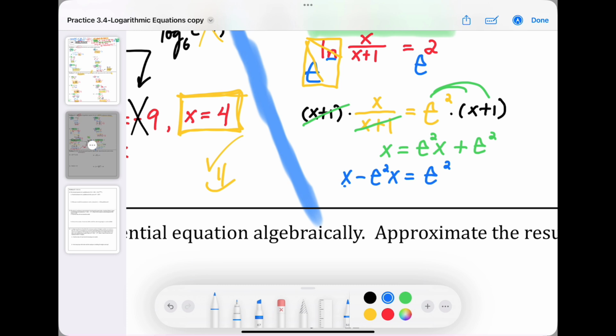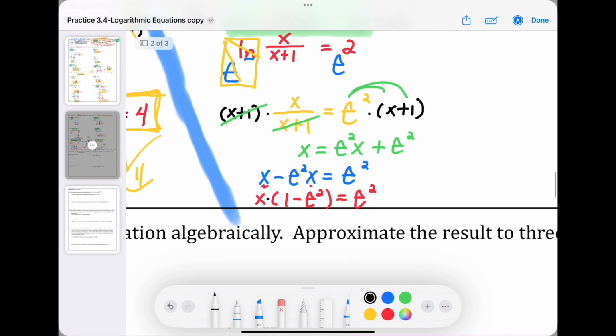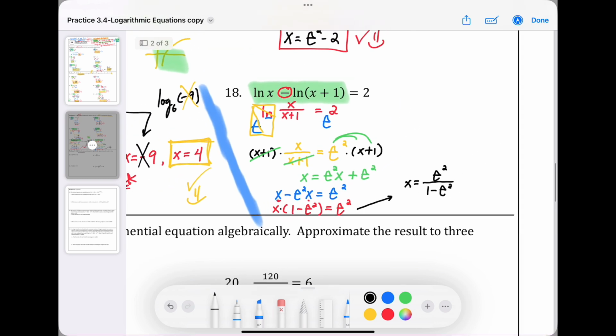Then what can I do? You may say, "Ms. Ong, I know that in order to see my x, I am going to factor out the x." So when I take out the x, what do I have left? I got 1 minus e squared, and that is equal to e squared. So finally, I want to solve for x. So therefore, my x will equal, what you see is what you got, e squared divided by 1 minus e squared. You may say, haha, I got my final answer.